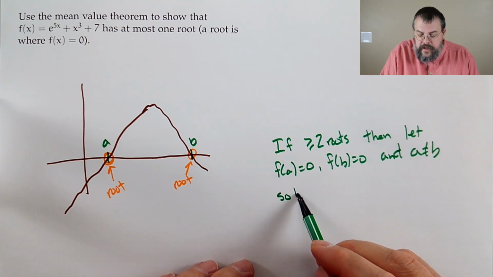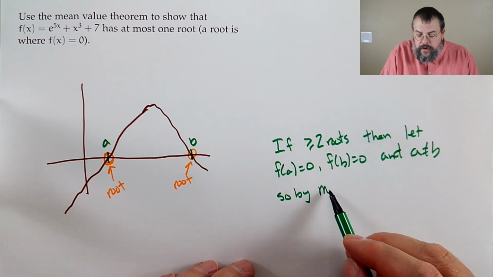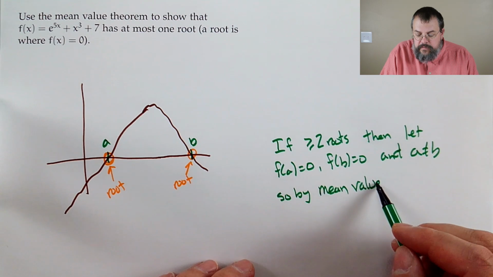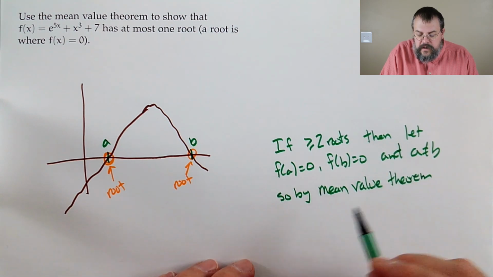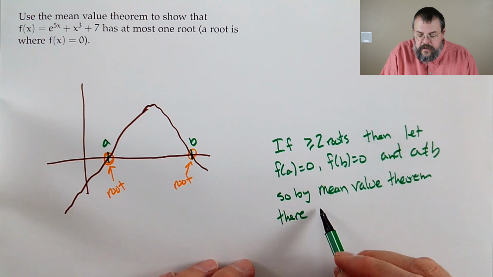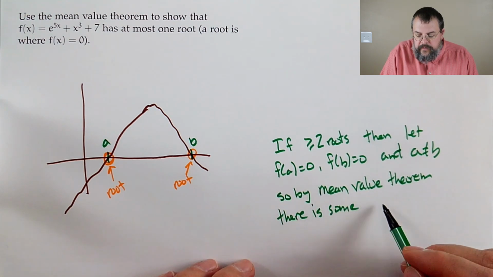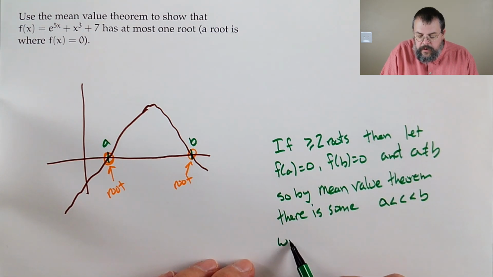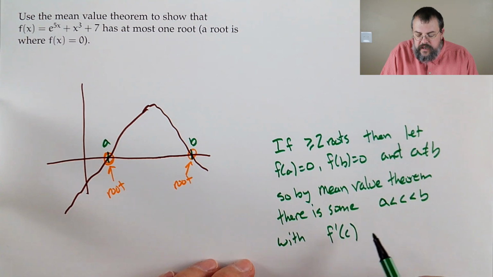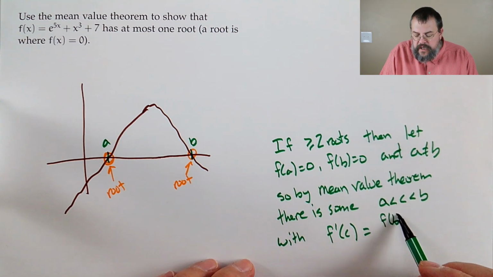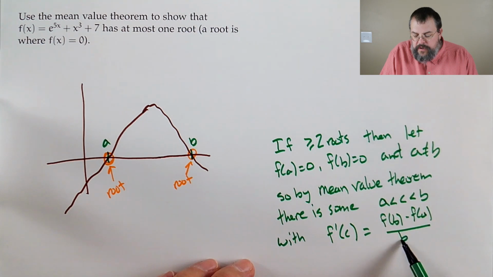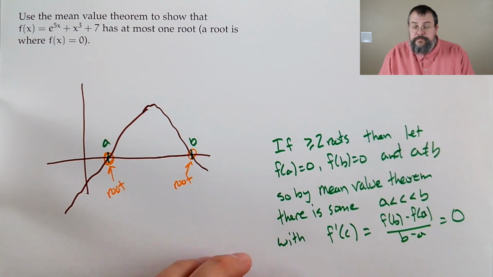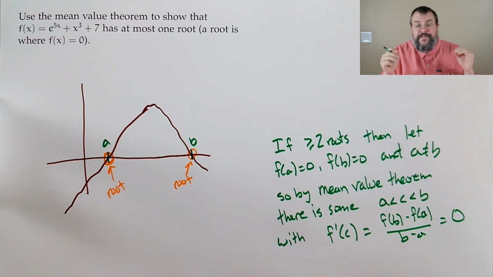So by the mean value theorem, what we can conclude is that there must be some c between A and B with what? F prime of c equal to f of b minus f of a over b minus a, well, that's equal to 0. So if there were two roots, there would have to be some place where the derivative is equal to 0. All right.